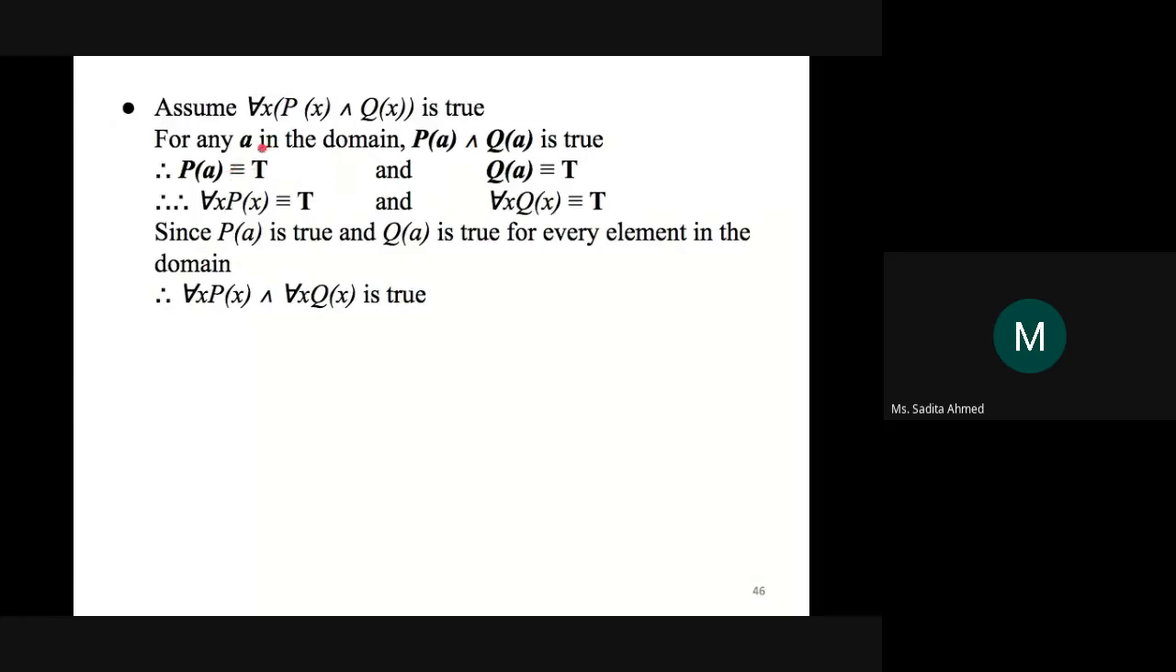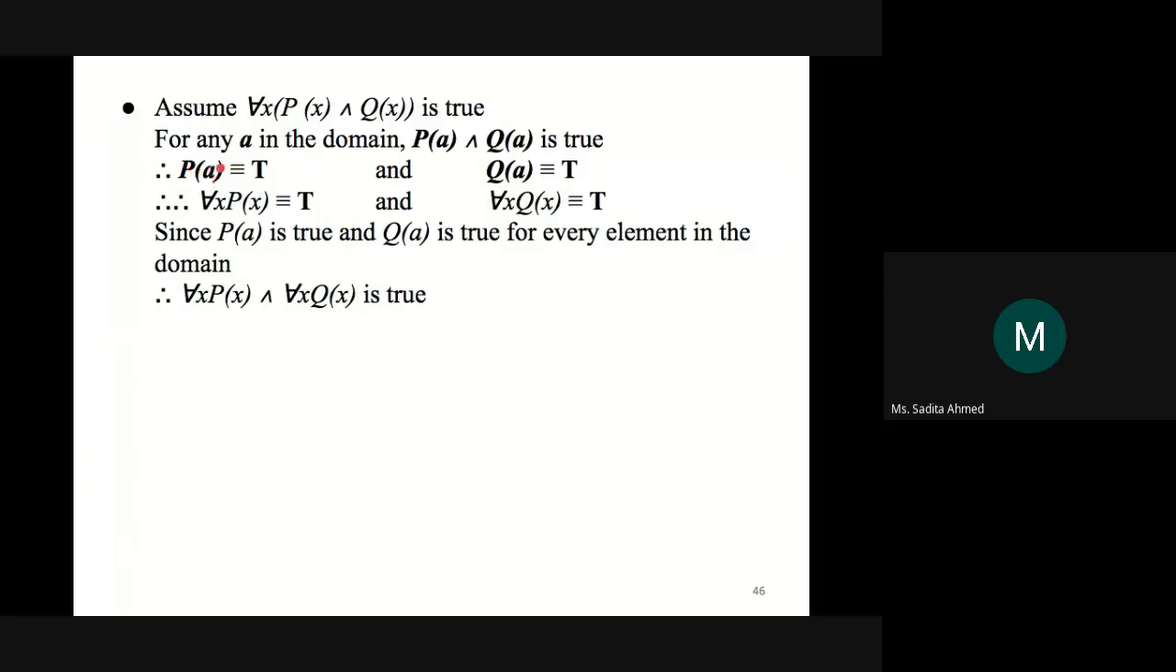Now, P(a) is true. That is, if you pick any a from the domain, as long as it's in the domain, P(a) will be true. For any a, P(a) is going to be true. When will this be the case? When can you say that I can pick any a from this domain and P(a) will be true? Only when it's going to be true for all values in the domain. That's only when you can say something like this.